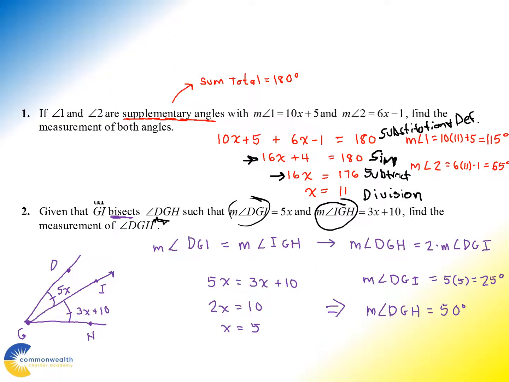Since I do know what those two smaller angles are, I set them equal to each other, because that's what bisect means. Those two angles that are formed from splitting the bigger angle should be the same measurement. So 5x would equal 3x plus 10 by the definition of bisect and through substitution. I then subtract 3x from both sides. And again, that'd be the subtraction property of equality.